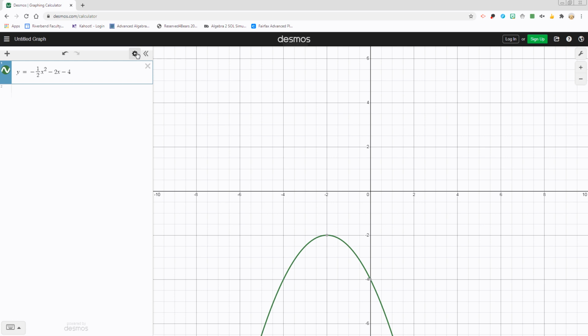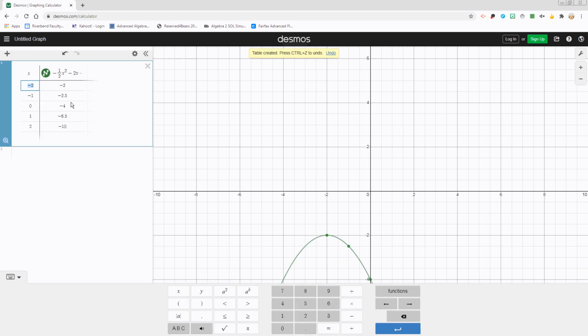To get a table, you hit this little button up here. When you hover over it, it says Edit List, and then you hit the table button, and you'll see we get a table of values. But remember, I want points on both sides of your vertex. This is only giving me points on the right-hand side. So if I want points on the left-hand side, I can just type in like negative 3. What's the value there? Negative 4. I could type in negative 100 and figure that out.